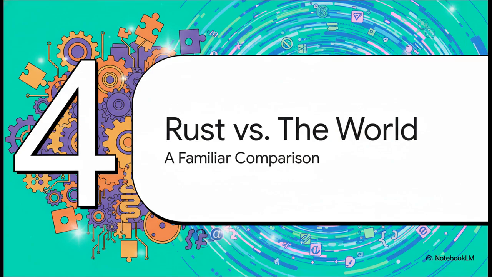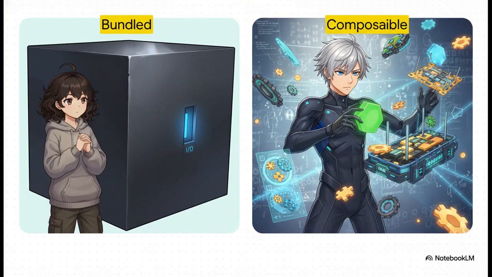Okay, I get it. This might feel like a lot of different pieces, especially if you're coming from other ecosystems. So let's try to translate this Rust-specific stack into a language that might be a little more familiar. Well, the core difference really comes down to philosophy. The Node.js world often prefers a bundled approach, where one package, like Express, does a whole bunch of jobs at once. Rust, on the other hand, strongly favors a composable design, where small, really focused libraries are put together like building blocks.